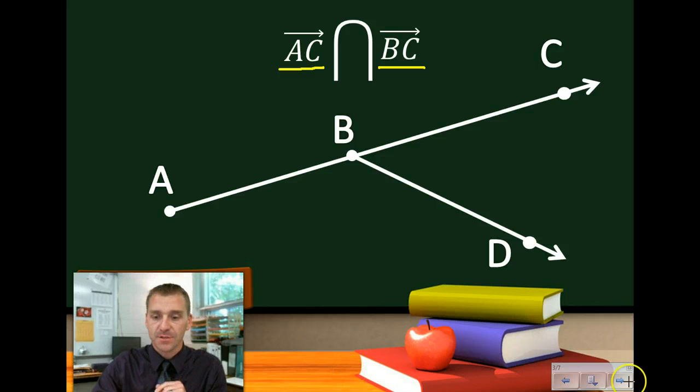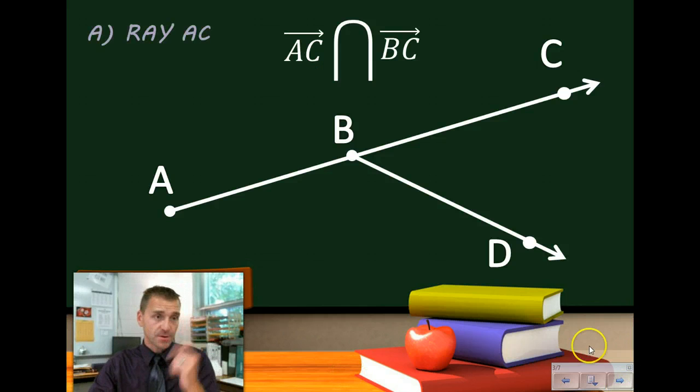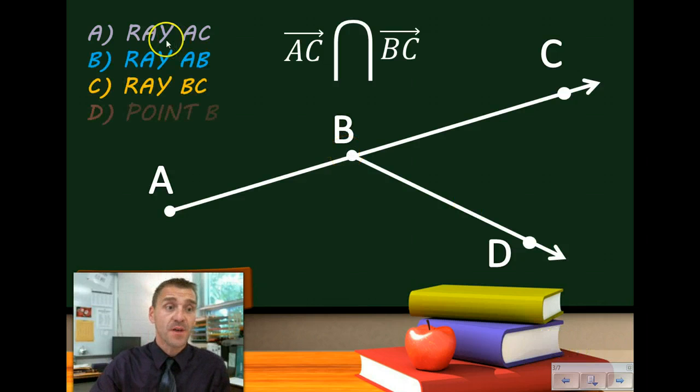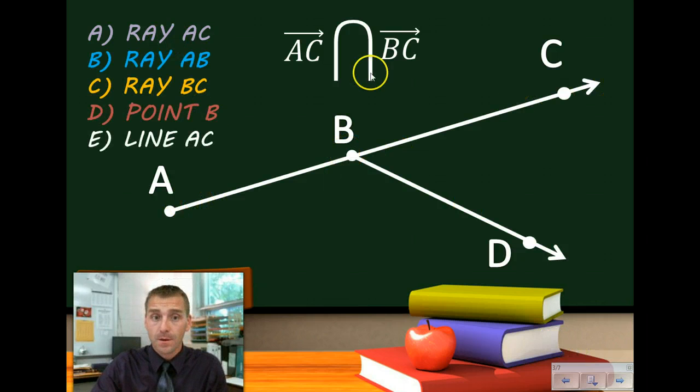And here are your options. Option A: would it give me ray AC? If I intersected this ray and that ray, would it give me ray AB? Would it give me ray BC? Would it give me just point B? Or would the intersection of this ray and that ray, set of points, give me line AC?